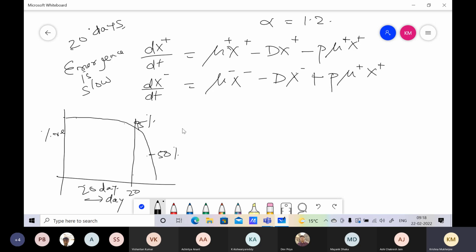And for all practical purposes, we can say that if emergence is slow, P is very small. So to calculate this approximately, let us assume for the time being that these terms are negligible compared to these values. And we know that mu minus upon mu plus is 1.2. Now, this is one concept.